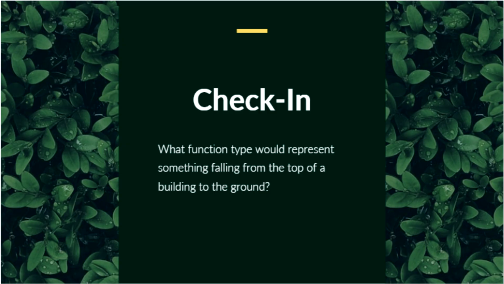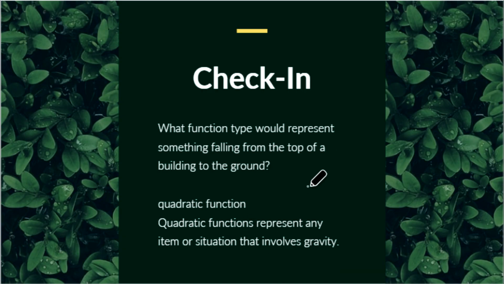What function type would represent something falling from the top of a building to the ground? Here's the top of my building, and it's going to go and hit the ground, okay? What function type would represent something like that? Honestly, I don't know. They're saying quadratic because I guess you're going to throw it and it's going to arch. Quadratic functions represent any item or situation that involves gravity. Didn't know that. Woohoo! Gold star for you. That should go in your notes.